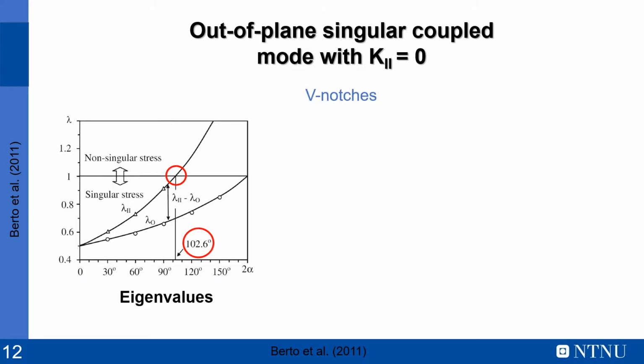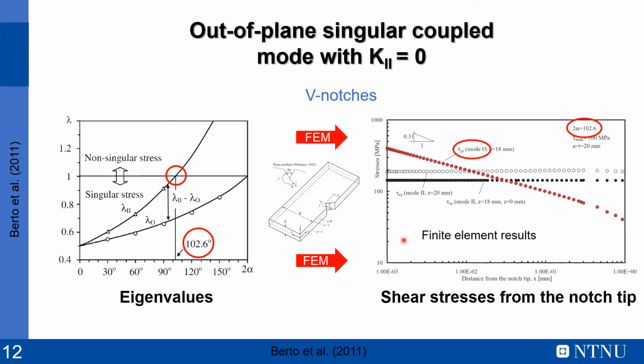In fact, for a V-notch, for example, when the stress singularity, in this case the eigenvalue, at a certain V-notch opening angle reaches the value of 1, finite element modeling has shown how the shear stress components tau xy, due to the primary mode 2, remain constant because the singularity disappears, while the tau yz shear components remain with a singularity.